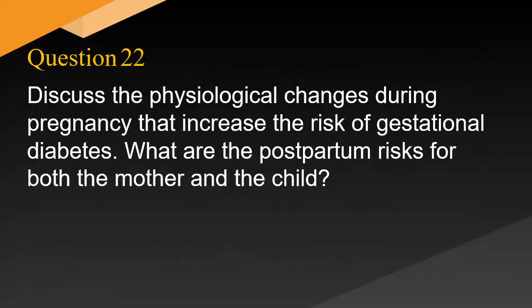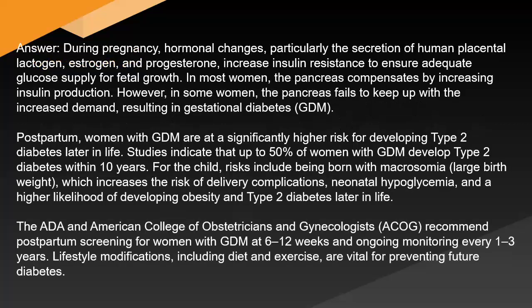Discuss the physiological changes during pregnancy that increase the risk of gestational diabetes. What are the postpartum risks for both the mother and the child? Answer: during pregnancy, hormonal changes, particularly the secretion of human placental lactogen, estrogen, and progesterone, increase insulin resistance to ensure adequate glucose supply for fetal growth. In most women, the pancreas compensates by increasing insulin production.